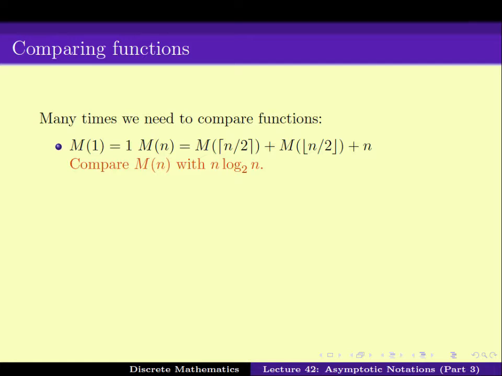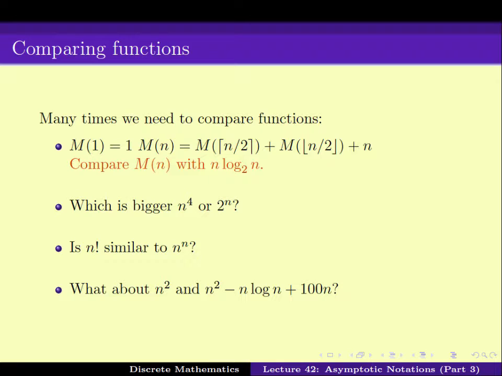So how can we compare whether we have done a good job or not? And for that we need to work with what we call asymptotic notations. So here are some of the questions that are asked. For example, in the earlier case, how can we compare m(n) with n log n? Or which is bigger, n to the power 4 or 2 to the power n? Or is n factorial similar to n to the power n? And what about these two functions, n squared and n squared minus n log n plus 100n?